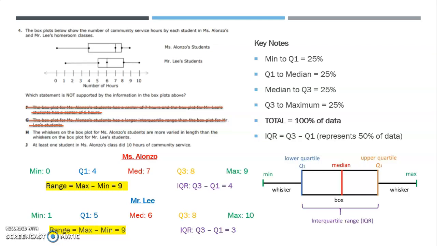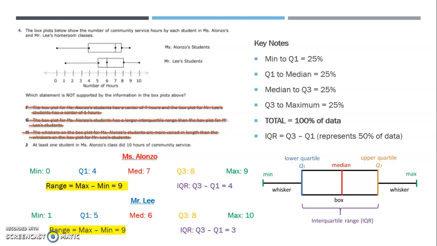Let's go to J. It says at least one student in Miss Alonso's class did 10 hours of community service. So go to Miss Alonso. Her maximum for Miss Alonso is 9. So at least one student in Miss Alonso's class did 10 hours of community service. That is not true as well, because 9. Hold on. So that is not true as well. So we have to choose between these two.